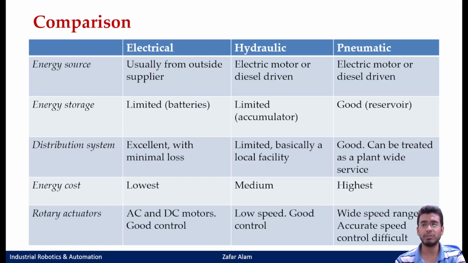So basically you have a wide speed range, and if you control the pressure, you can also control the speed. Or if you control the flow rate to the rotary actuator, you can also control the speed. But the accuracy with which you can control the speed is very low in a pneumatic system compared to hydraulic. And of course in electrical you can have very accurate speed control.